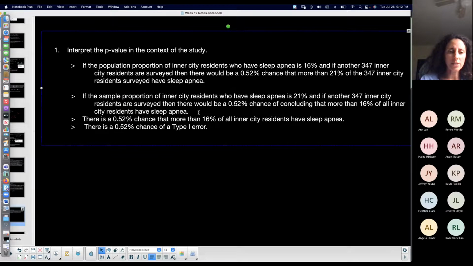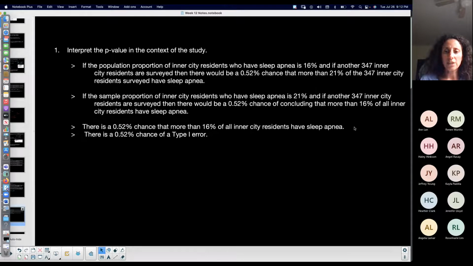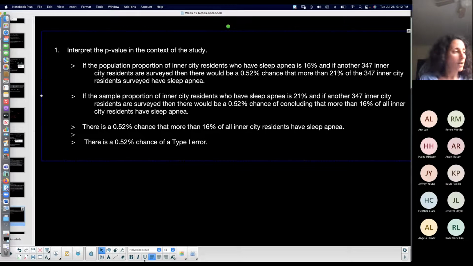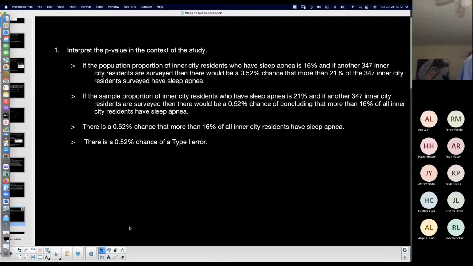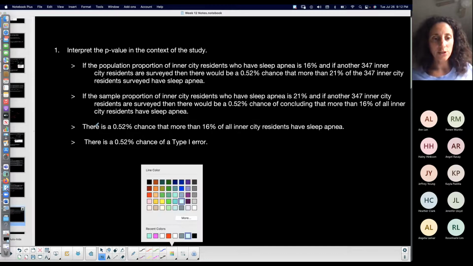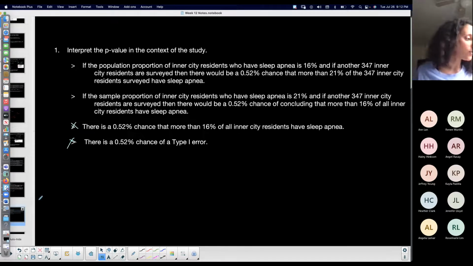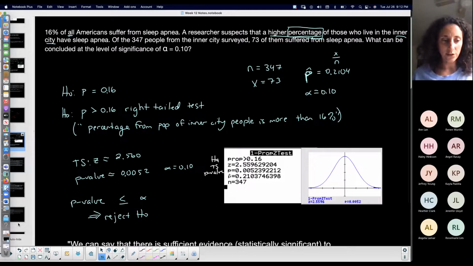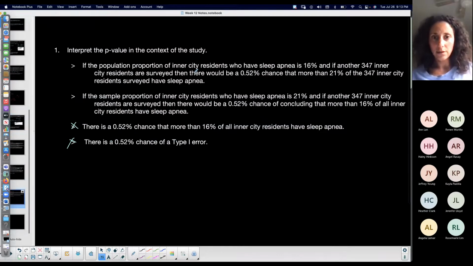This is why when I'm interpreting some of this, I have my interpretations in front of me. Interpret the p-value. I'm going to say that these two are most likely out, right? But there's a 0.52. By the way, where's the p-value? The p-value is 0.0052. Let me write that down here.